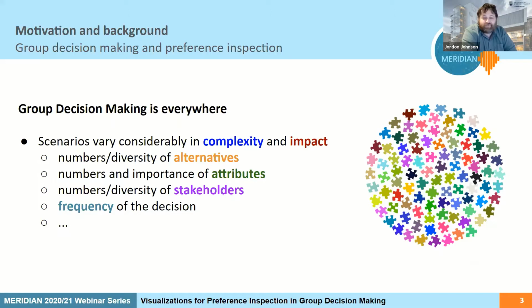Our scenarios can vary in terms of the numbers or the diversity of the stakeholders. Are we dealing with a small group of stakeholders that essentially have the same interests? Or are we dealing with large numbers of stakeholders that potentially come from quite varying backgrounds and have varying interests as a result, and so on and so forth? There is a lot of complexity in this domain.